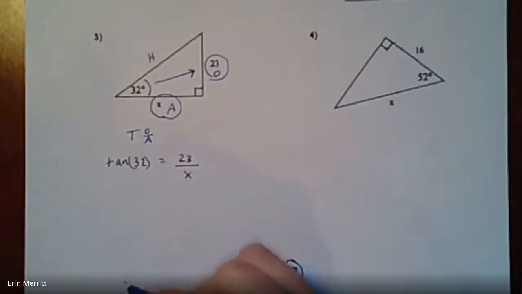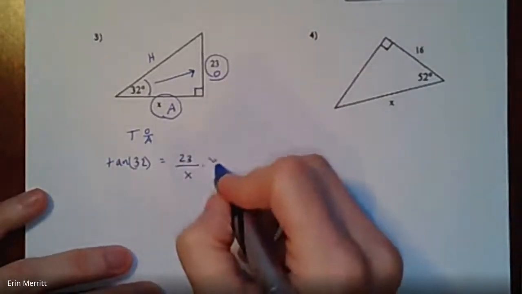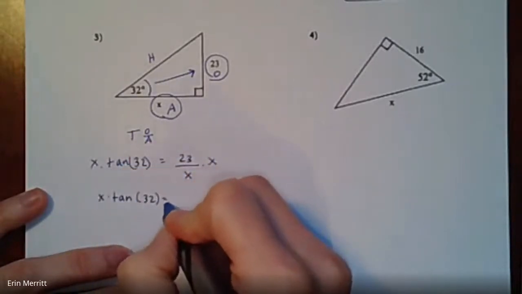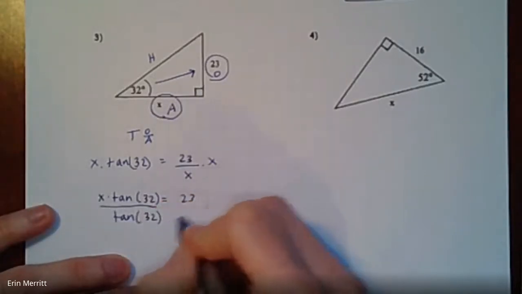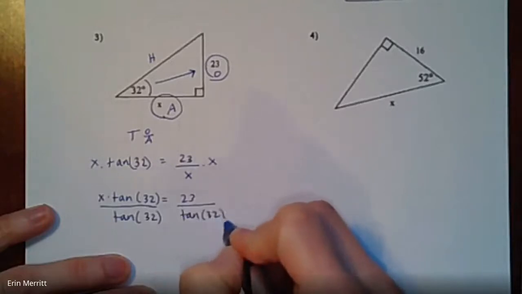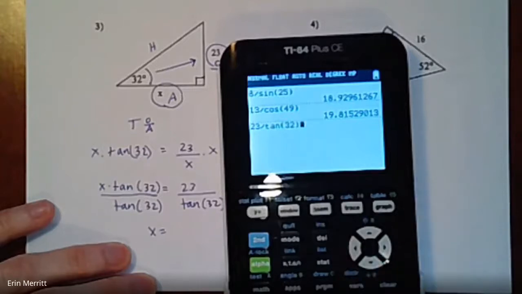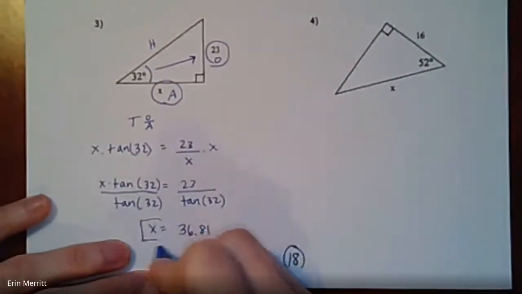If you're starting to catch that there's a touch of a shortcut here, feel free. You can kind of shortcut your work. Otherwise, each time I like to show multiplying it over because I don't want to lose anybody in the process, and then dividing. All right, so into my calculator, 23 divided by tangent of 32, I get 36.81.